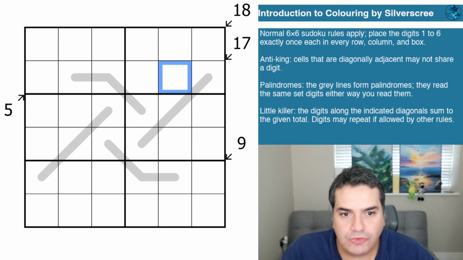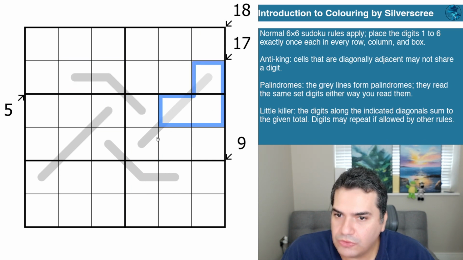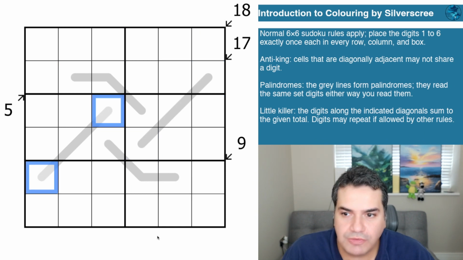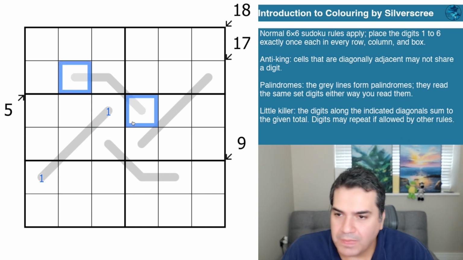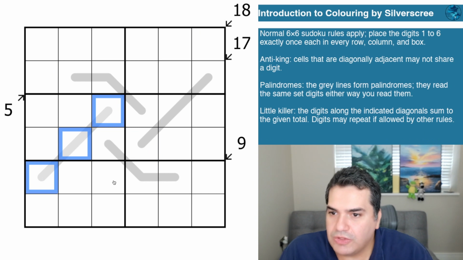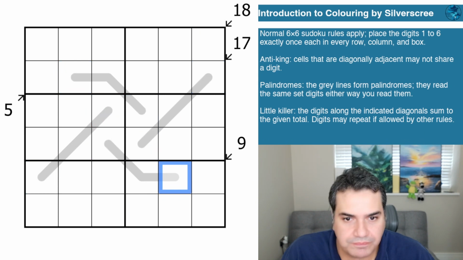Palindromes. The grey lines form palindromes. They read the same digit either way you read them. They are all 3-cell palindromes, so it's not that difficult. In essence, the two ends of these lines are going to be the same digit, 1, for example, or 2, whatever that may be. But remember, the two ends are basically going to be the same digits in these different lines. 4 of them that we need to keep in mind.